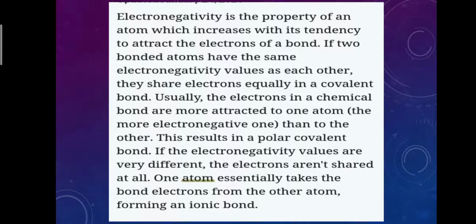Usually, the electrons in a chemical bond are more attracted to one atom, the more electronegative one, than to the other. This results in a polar covalent bond. If the electronegativity values are very different, the electrons are not shared at all. One atom essentially takes the bond electrons from the other atom, forming an ionic bond.